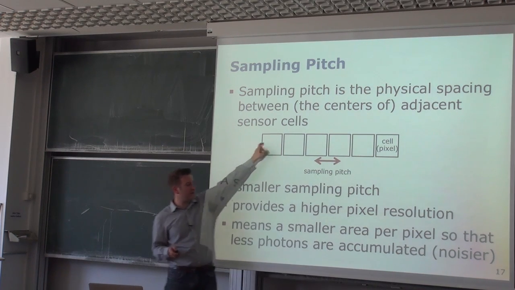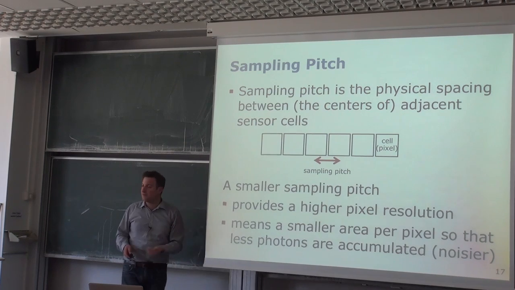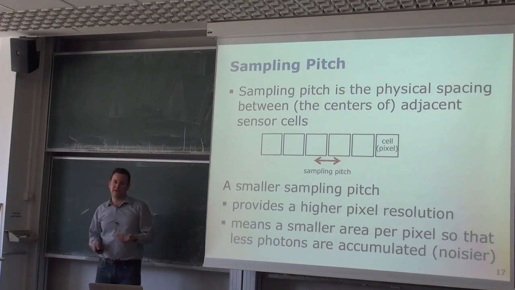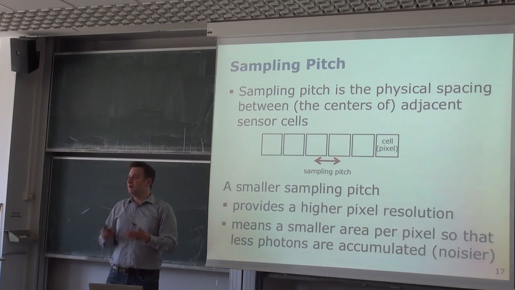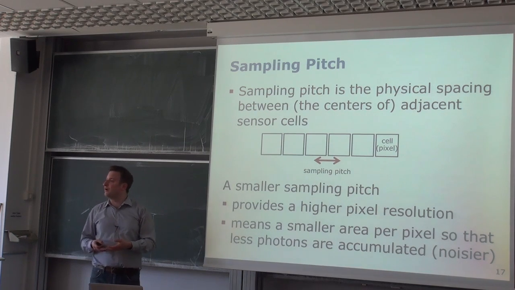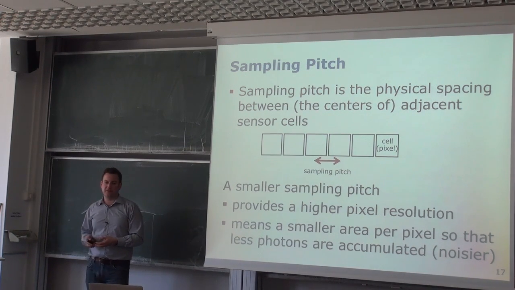So the smaller the area per pixel is, the smaller the number of photons that reach it in a given time interval, and this has an influence on the noise of those individual intensity measurements.